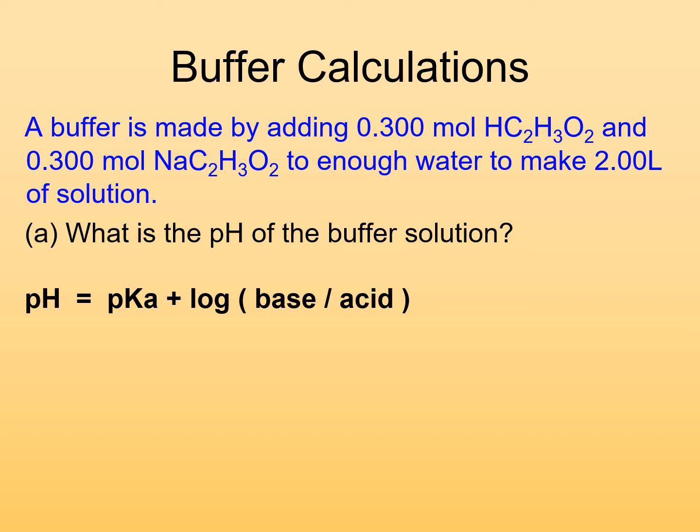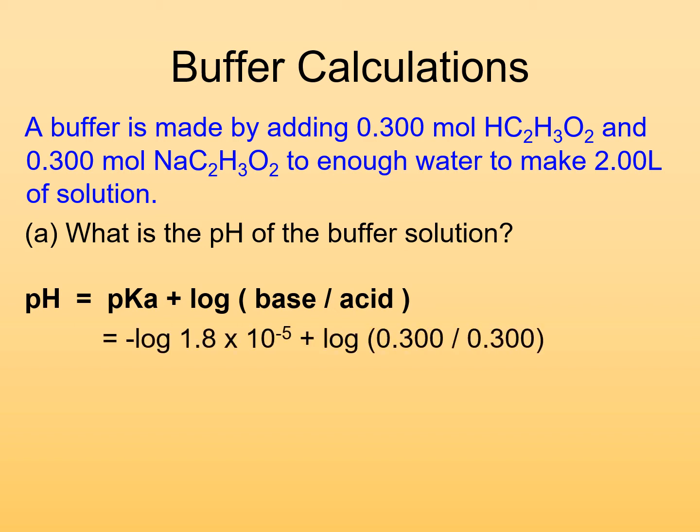So based off of what we know, we would look up the Ka value for acetic acid, which is 1.8 times 10 to the negative fifth. And we would plug that in with pKa. Remember, the p is the negative log, plus the log of our base, which is 0.300 moles, over our acid, which is 0.300 moles, which gives us a pH of 4.74.